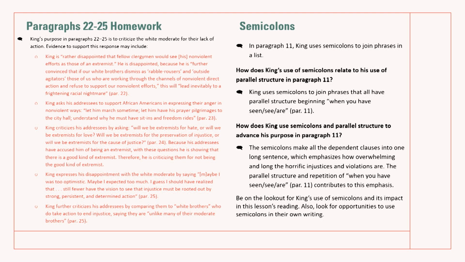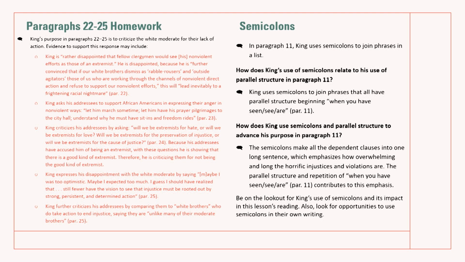And the evidence that supports this, again, you can see on your screen, King is rather disappointed that fellow clergymen would see his nonviolent efforts as those of an extremist. He's disappointed because he is further convinced that if our white brothers dismiss as rabble-rousers and outside agitators those of us who are working through the channels of nonviolent action and refuse to support our nonviolent efforts, this will lead inevitably to a frightening racial nightmare. And you can see on your screen some of the other things that I heard you guys discussing as you were working through this.